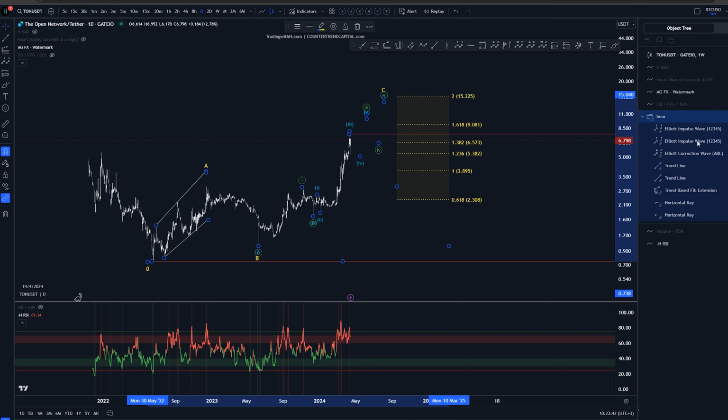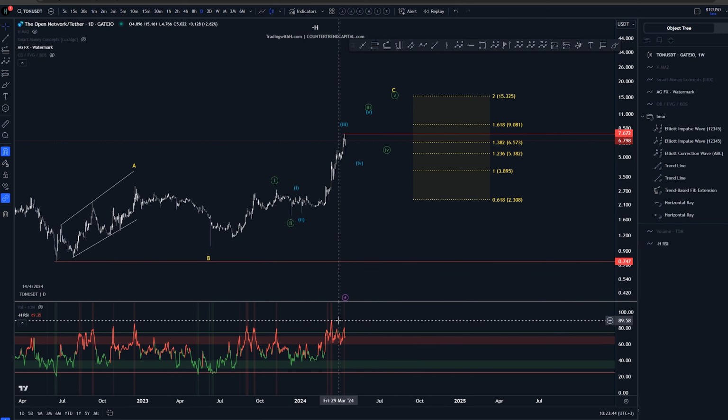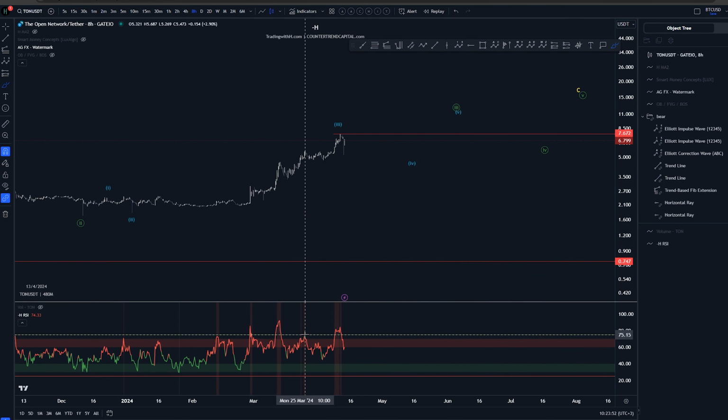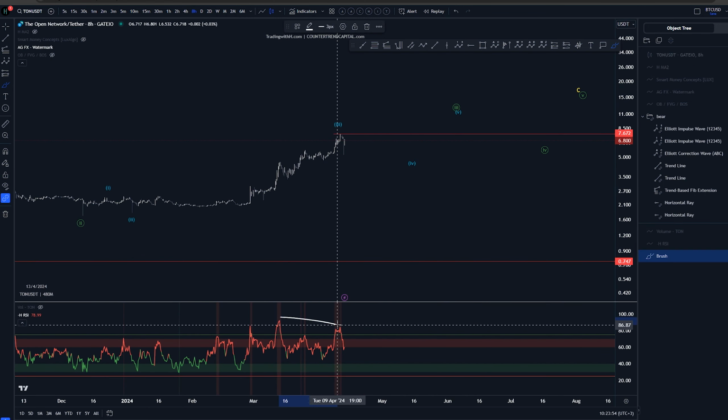However, what we are seeking here is creating more divergences all around. We currently have one, and a potentially smaller time frame has another one here. It doesn't, it just has one here.